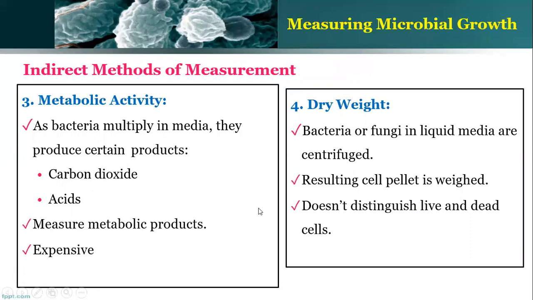So these four methods are indirect methods of measurement: the turbidimetric method, electronic enumeration of bacteria, and methods based on the metabolic activity and dry weight of the cells. These are the methods for measurement of microbial growth.